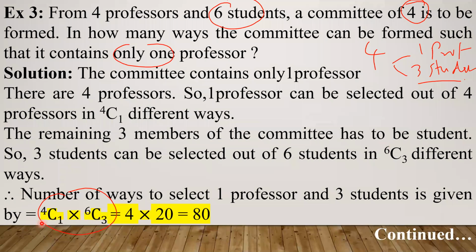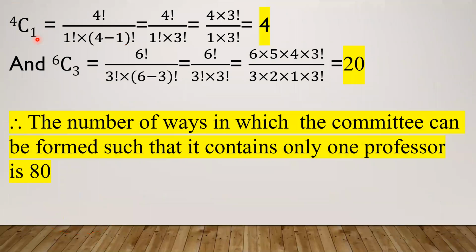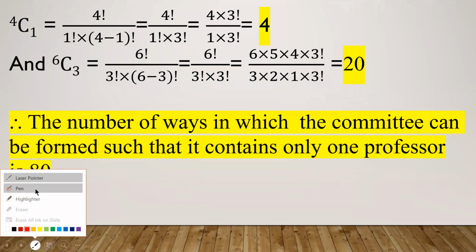Now calculate the value of 4C1, which I have done here. 4C1 is 4 factorial divided by 1 factorial into 4 minus 1, that is 3 factorial. 4 factorial is nothing but 4 into 3 into 2 into 1, which I can write as 3 factorial. See here, if you want, I can do it in front of you.